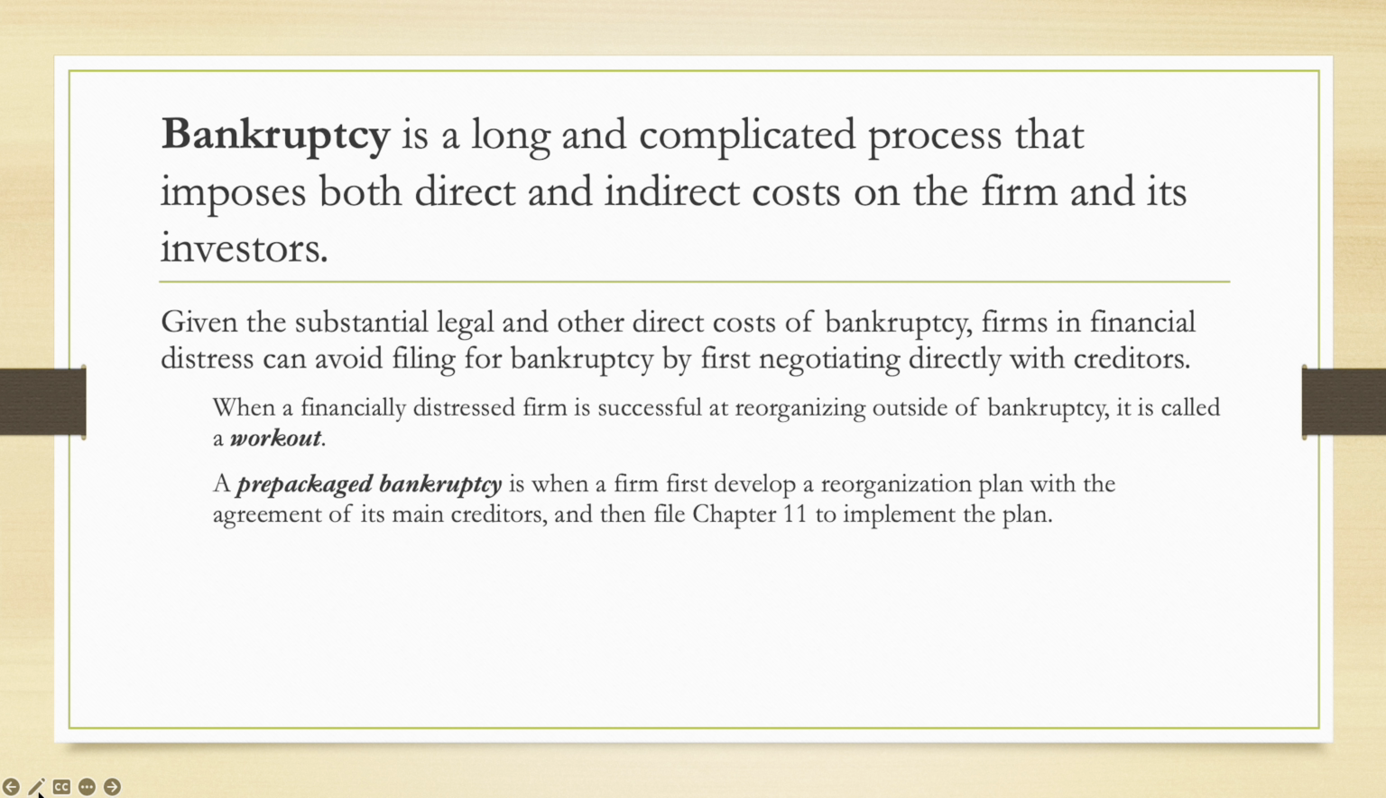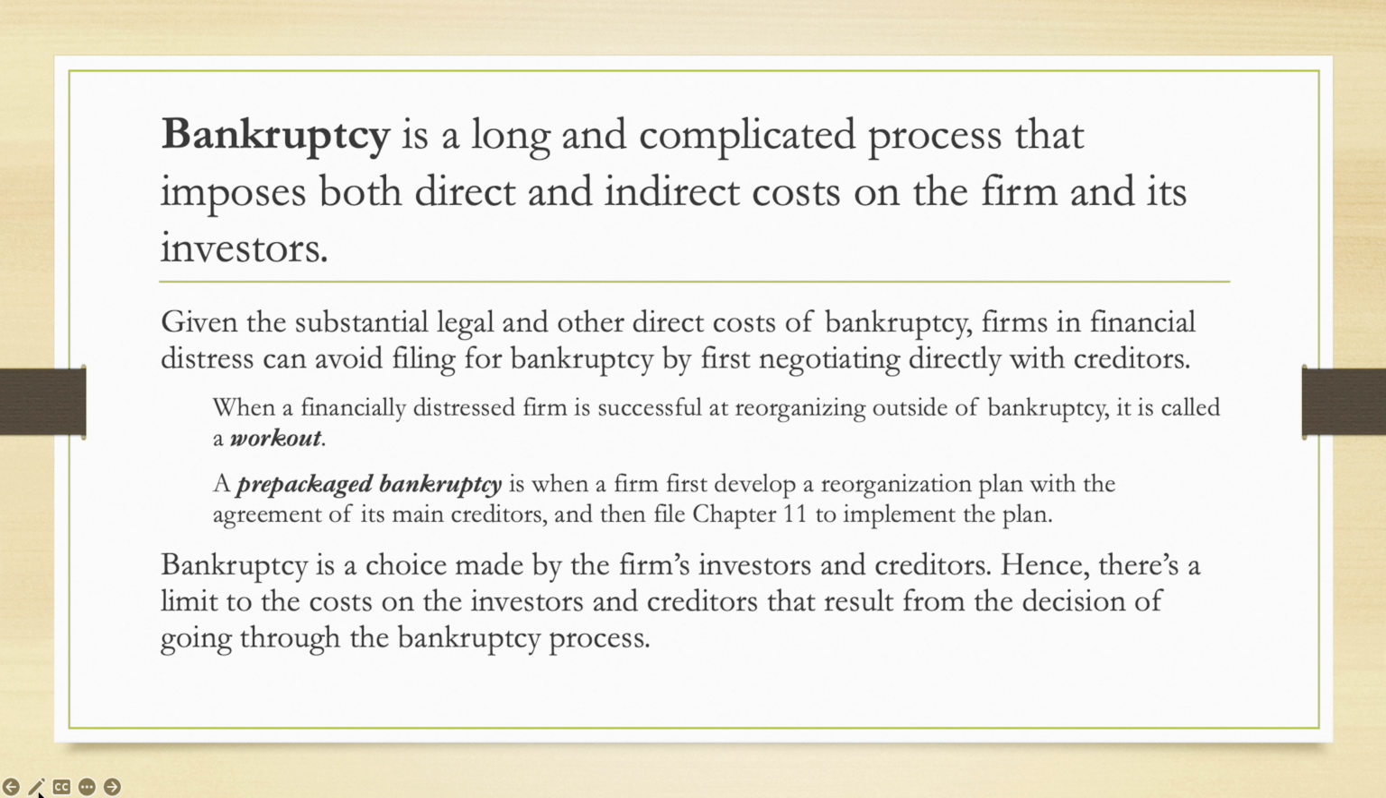Another approach is to make a prepackaged bankruptcy. That is, a firm first develops a reorganization plan with the agreement of its main creditors and then files Chapter 11 to implement the plan. In this way, the firm can also pressure any creditors who attempt to hold out for better terms.